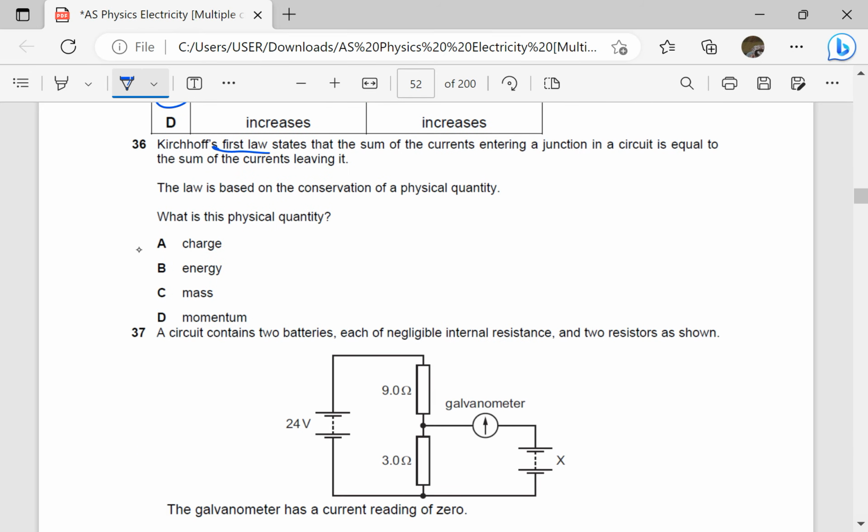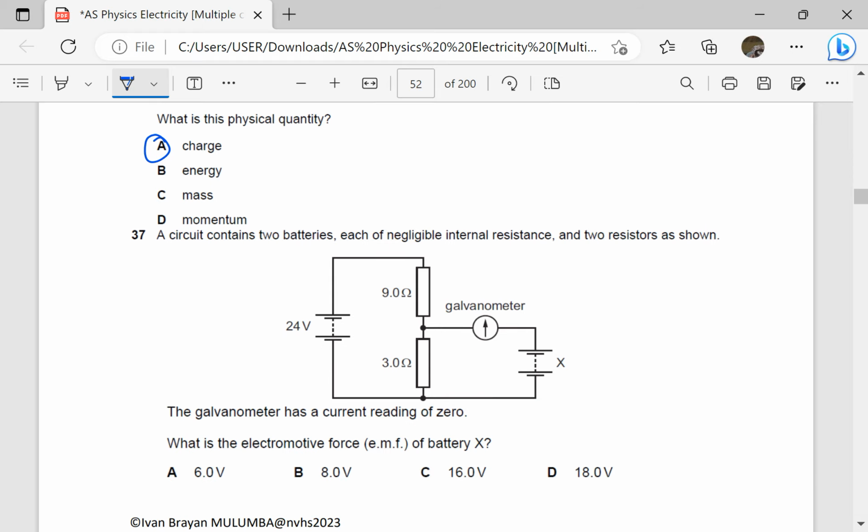Kirchhoff's first law states that the sum of currents entering a junction in a circuit is equal to the sum of currents leaving the junction. That one is conservation of charge, without wasting any time. That is A. It is a consequence of conservation of charge. The second law is a consequence of conservation of energy.